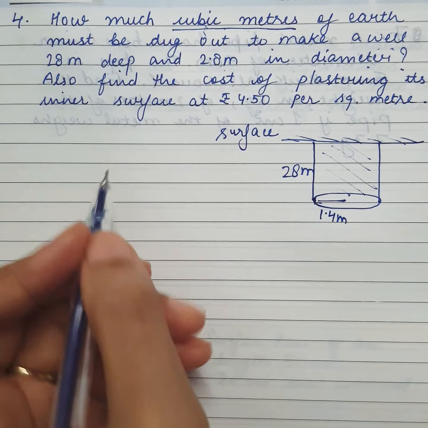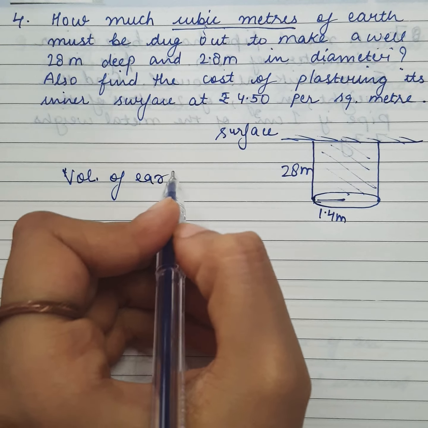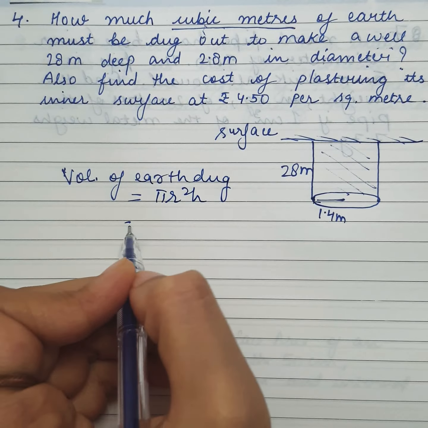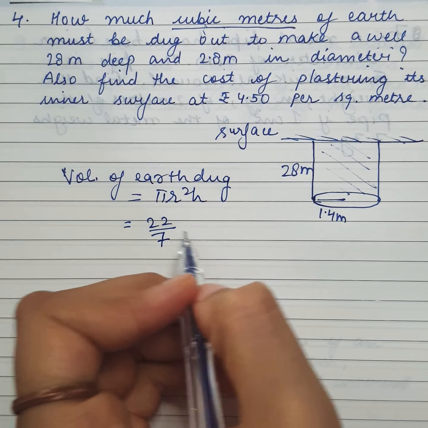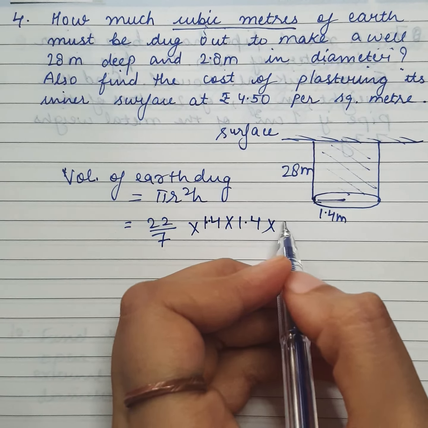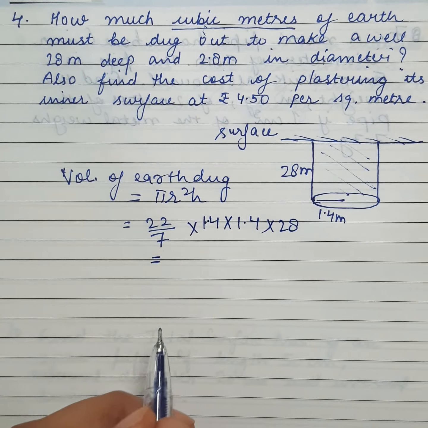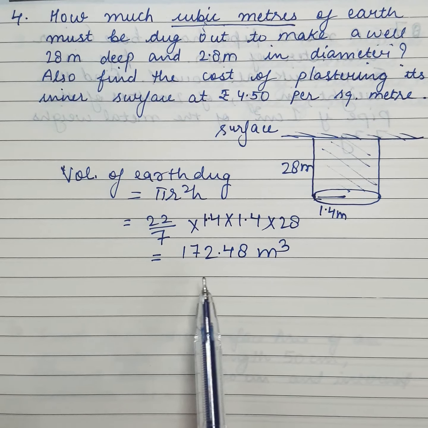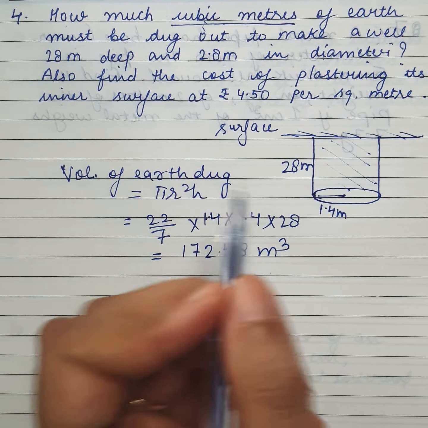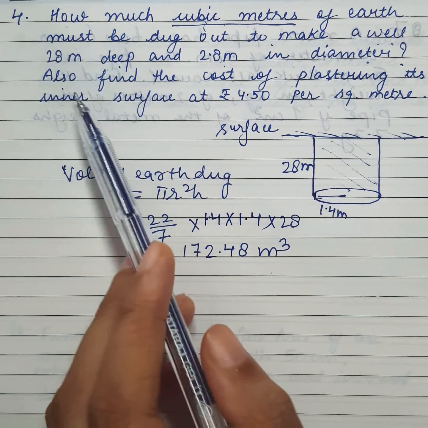How much volume of the earth must be dug? So clearly the volume of the earth dug will be, volume formula pi r square h, 22 upon 7, 1.4 into 1.4 into h, 28. Make sure the units are the same. Let's solve it, and after the calculations it is 172.48 with its unit meter cube. One more part is given, one part is finished here. Also find the cost of plastering its inner surface.